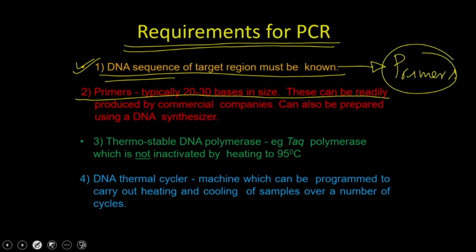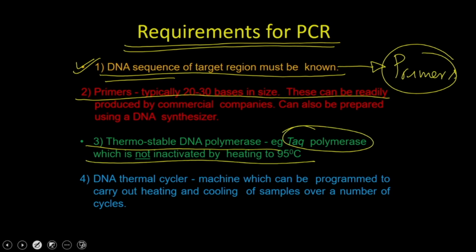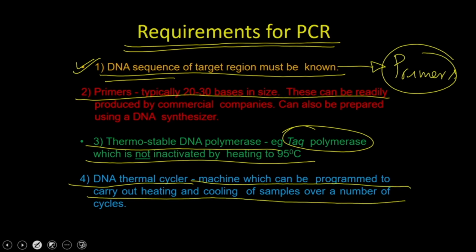because this information is required to synthesize the primers, and the primers are complementary sequences to your target DNA. Then you require a thermostable DNA polymerase, for example, Taq DNA polymerase, which is not inactivated by heating at 95 degrees Celsius, and then you require a thermal cycler, which is a machine programmed to carry out the heating and cooling of the sample over a number of cycles.